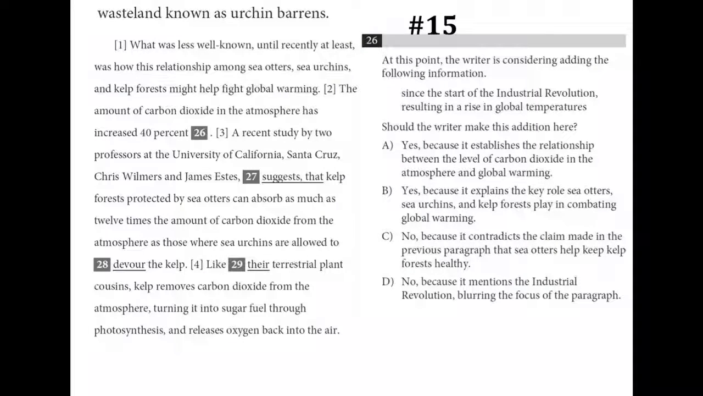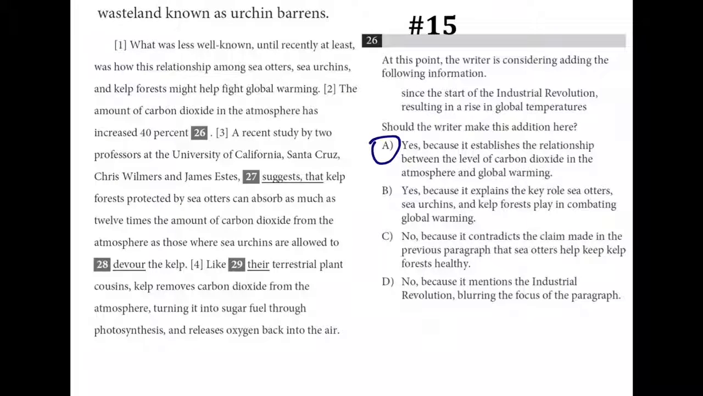26. At this point, the writer is considering adding the following information. Since the start of the Industrial Revolution, resulting in a rise in global temperatures. Should the writer make this addition here? A. Yes, because it establishes the relationship between the level of carbon dioxide in the atmosphere and global warming. The additional information usefully connects the carbon dioxide levels mentioned in the sentence with the global warming mentioned in the previous sentence.